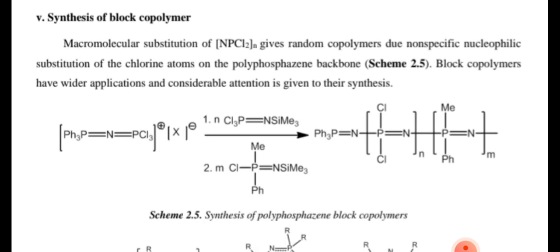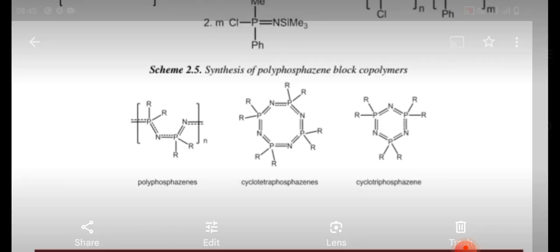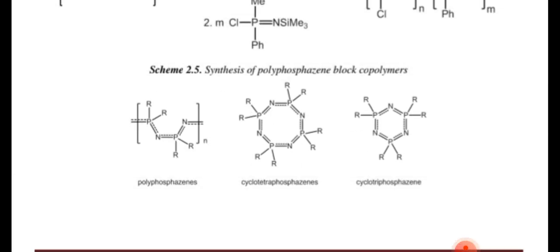Synthesis of block copolymer. Macromolecular substitution of phosphazenes gives random copolymers due to non-specific nucleophilic substitution of chlorine atoms on the phosphazene backbone. The block copolymers have wider application and considerable attention is given to their synthesis. Synthesis of phosphazene block copolymer: polyphosphazene, cyclotetraphosphazene, cyclotriphosphazene.